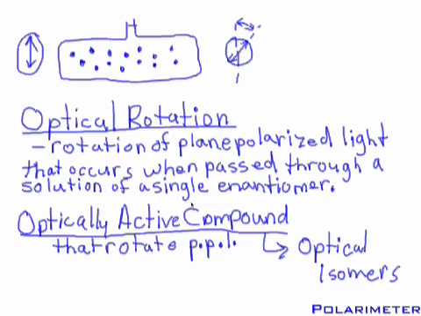Well, how would this device work? The device would consist of a light source. So we've got a light bulb here, and in this light bulb we have an element. The common source of light is the sodium lamp, and we actually use the D line. So we often use the sodium D line for our source of light in optical rotation experiments.